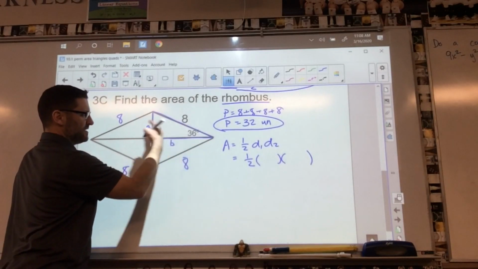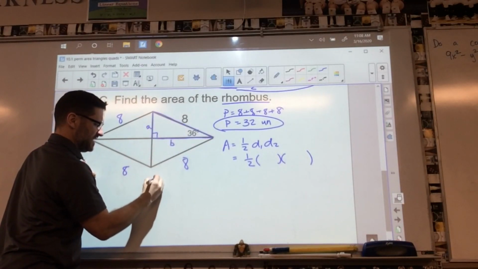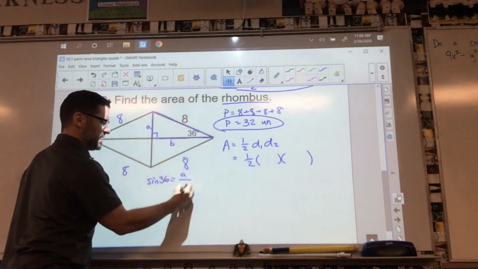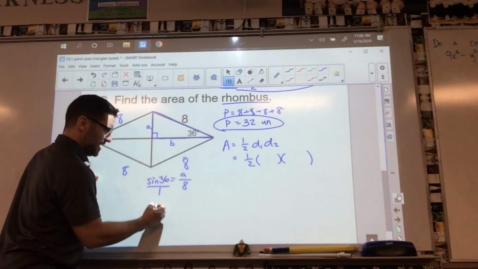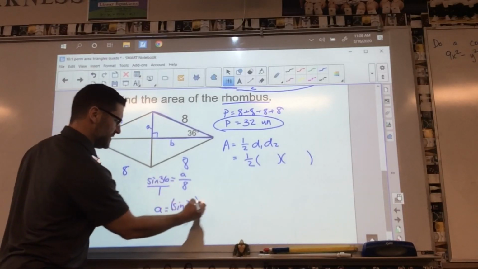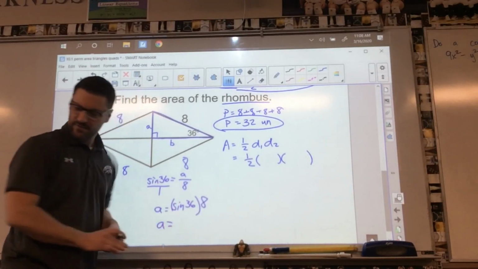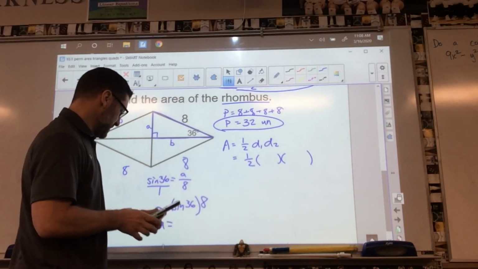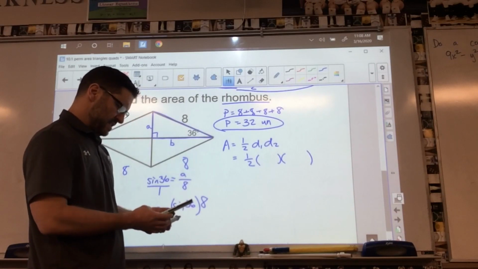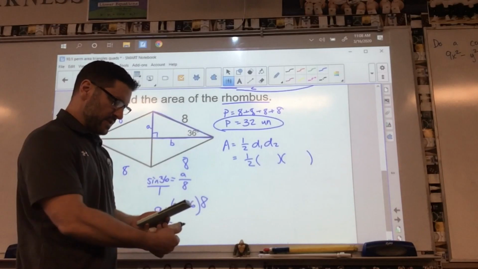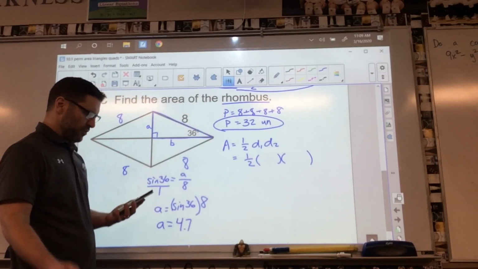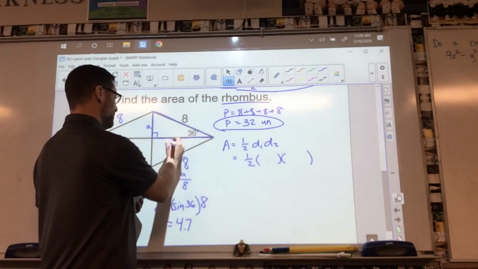So let's go opposite hypotenuse. That's sine. Sine of 36 is equal to opposite A over hypotenuse 8. I'll put that over 1. And I got A is equal to sine of 36 times 8, and I can find my A value. I need a calculator for this one also. So I'll plug in the sine of 36 times 8. You should be plugging this in also with me as we go through it. I got 4.7-ish, 4.7022.